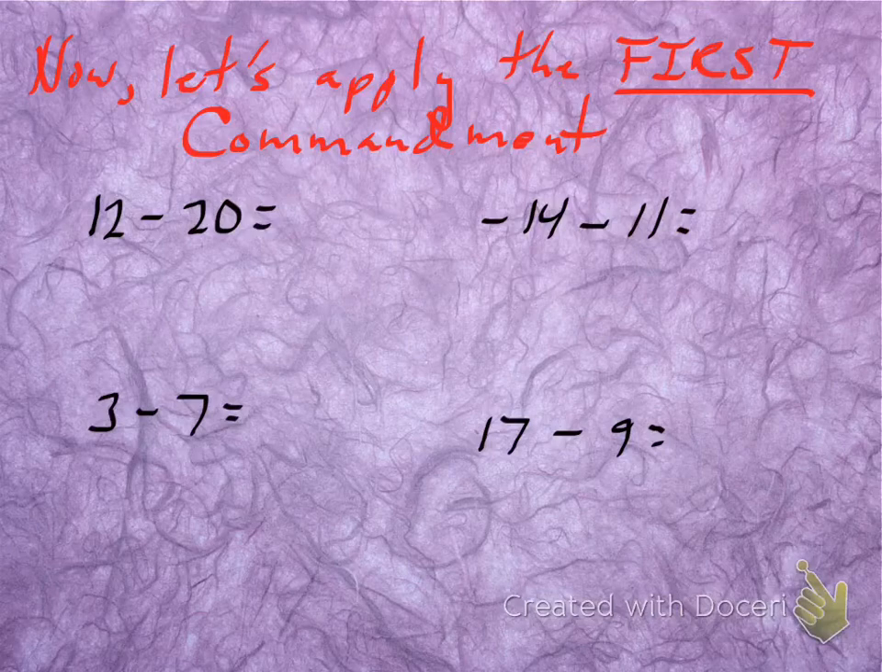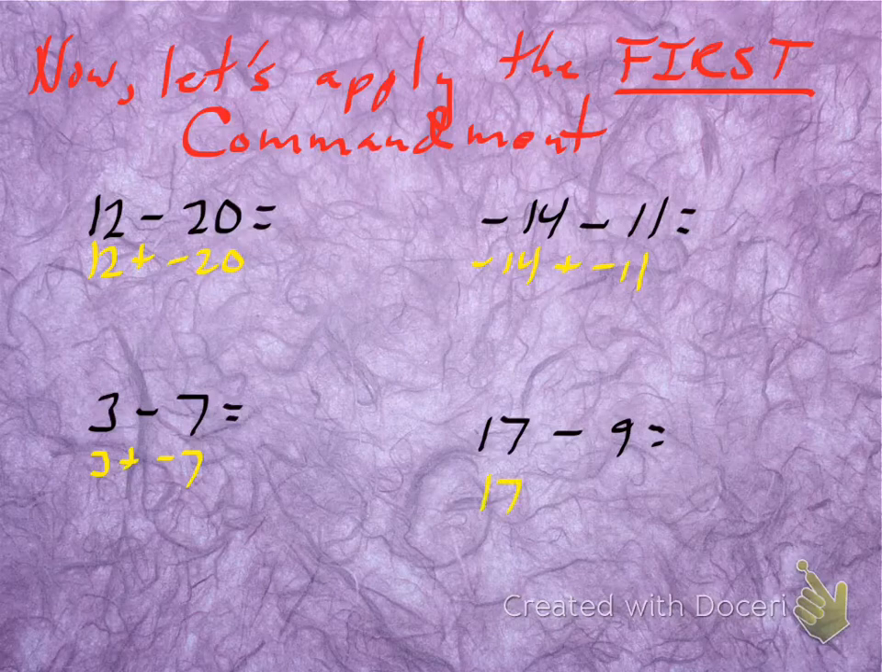So 12 minus 20 is really 12 plus a negative 20. 3 minus 7 is 3 plus a negative 7. Negative 14 minus 11 is negative 14 plus negative 11. And 17 minus 9 is 17 plus negative 9. Basically, all that's happening here is the minus signs are becoming negatives, and we're squeezing a plus in. Now, all of these problems are just like the ones we did before, so let's go ahead and solve these.